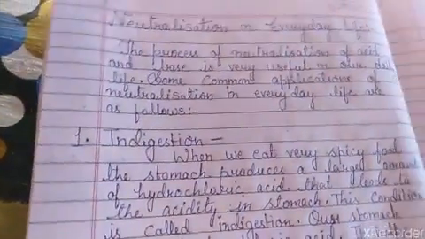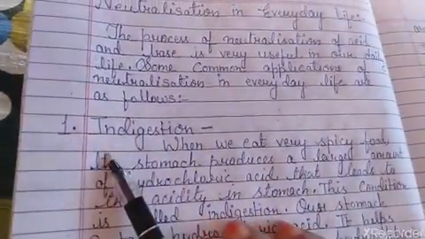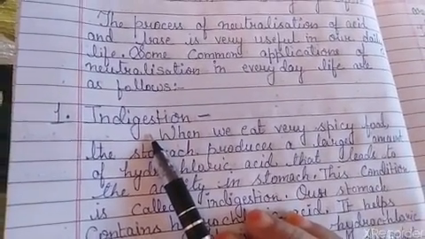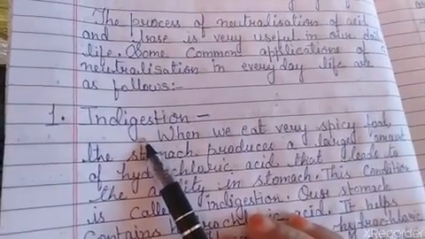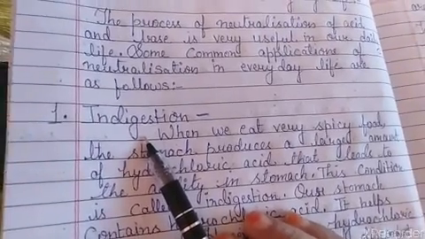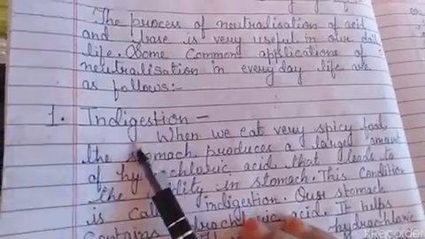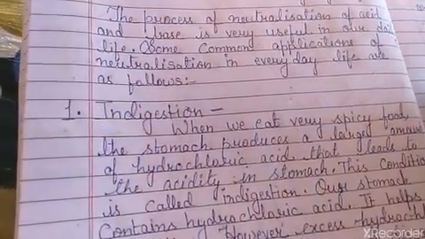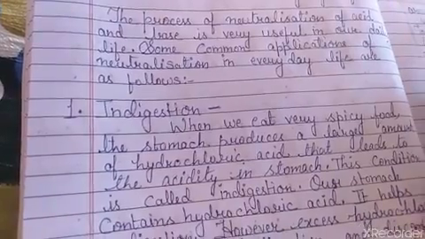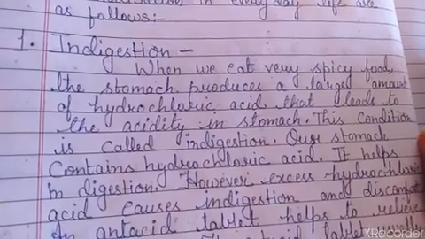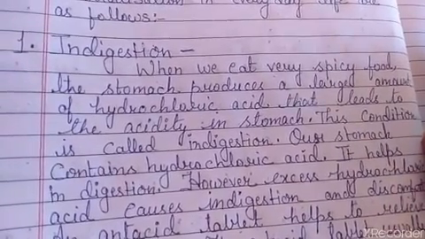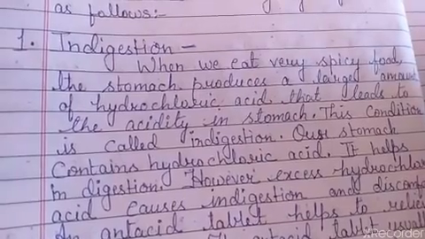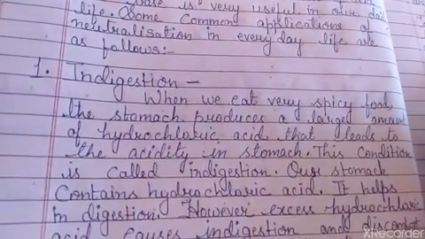First one is indigestion. You have already learned about indigestion. What does indigestion mean? It involves the steps of nutrition in human beings. We are going to read what happens when neutralization takes place here. When we eat very spicy food, the stomach produces a large amount of hydrochloric acid that leads to acidity in the stomach. This condition is called indigestion.